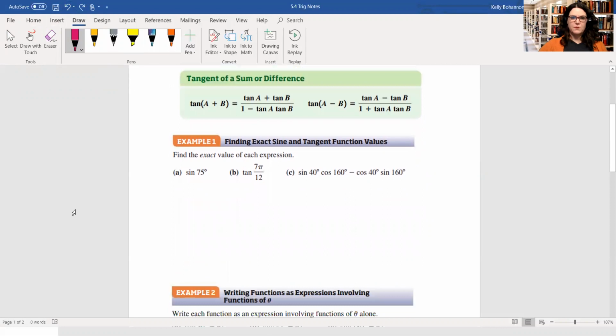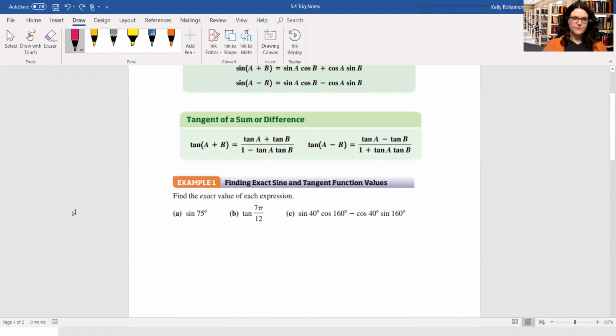So let's do example 1. We're going to find the exact expression. So sine of 75. Remember, anytime they say exact, they mean not using the calculator, but instead I need something that's got like square root 3 or square root 2 or whatever, something from the unit circle. So again, like we talked about the other day, on my unit circle, I know 30, I know 45, I know 60, I know 90, but I don't know 75. But 30 and 45 added together is 75.